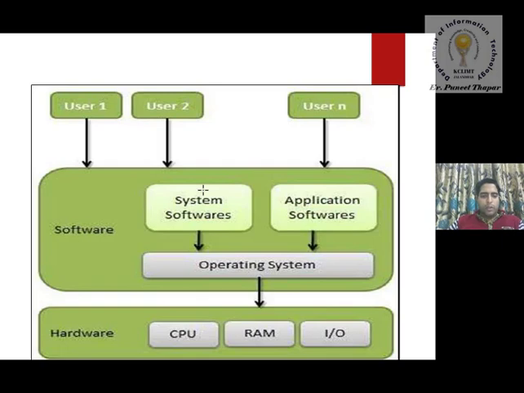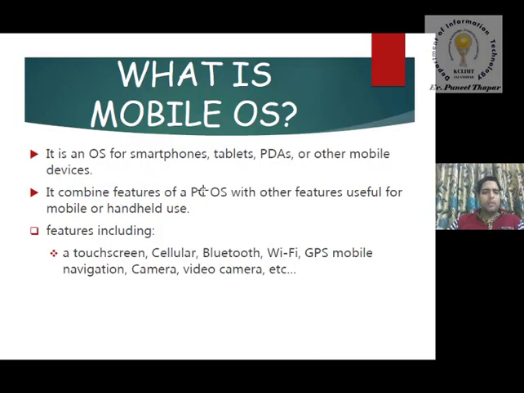So let's discuss what a mobile operating system is. We already discussed different definitions for this, so today we will discuss the basic definition. It is an operating system for smartphones, tablets, PDAs, and other mobile devices. It combines the features of PC operating systems with other features useful for mobile and handheld users. These features include touch screens, cellular, Bluetooth, Wi-Fi, GPS, mobile navigation, camera, and video camera. All these features are included in and supported by a mobile operating system.